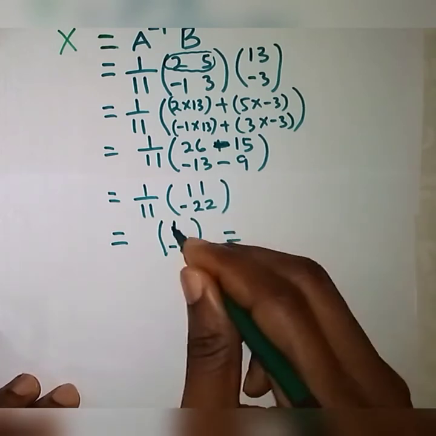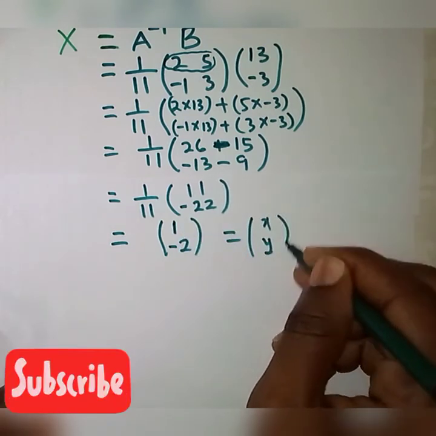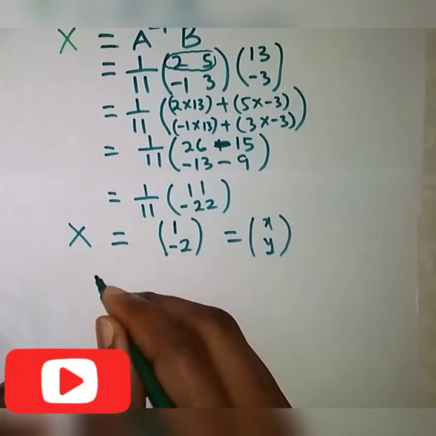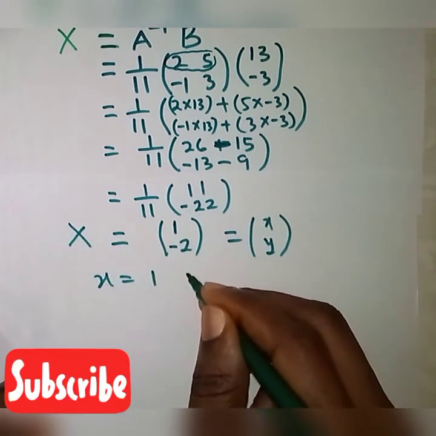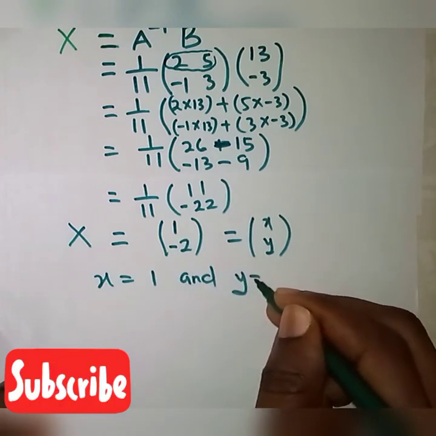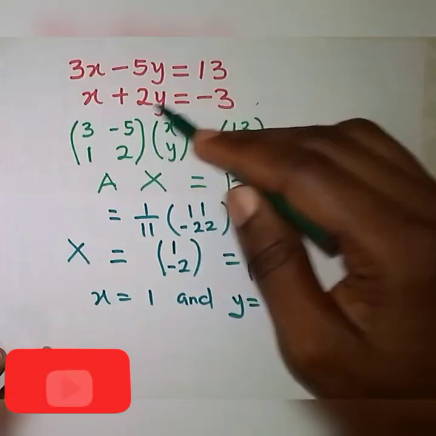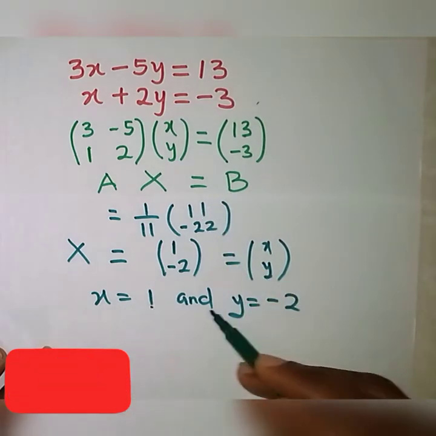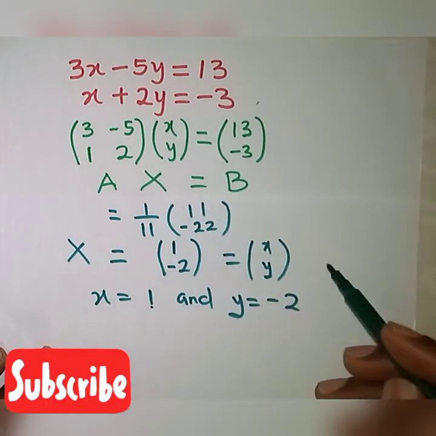And this is the value of x, y. So that's our x. It means that x equals 1 and y equals minus 2. So the solution to this simultaneous equation using the matrix method is x equals 1 and y equals minus 2.